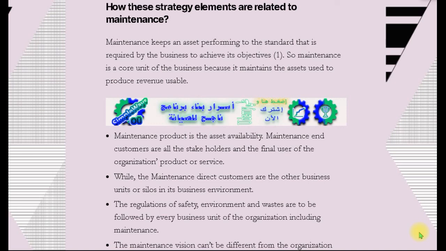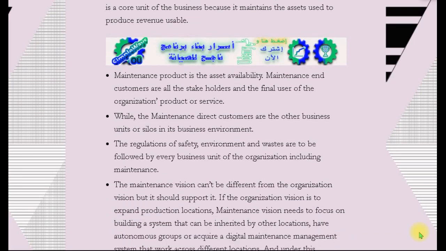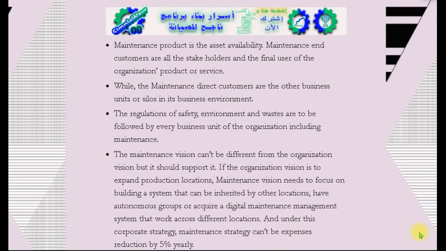product. But the maintenance direct customers are the other business units: the financials, the stores, the purchase, the marketing, the operations, and so on. So all safety and security, your safety, your risk assessment department, if you're having one, or audit department, and so on. All this are your direct customers, which are within the business itself. Okay. The regulations also, you need to follow the regulations of the safety, as we said, the safety and environment, and they need to be followed by every business unit.